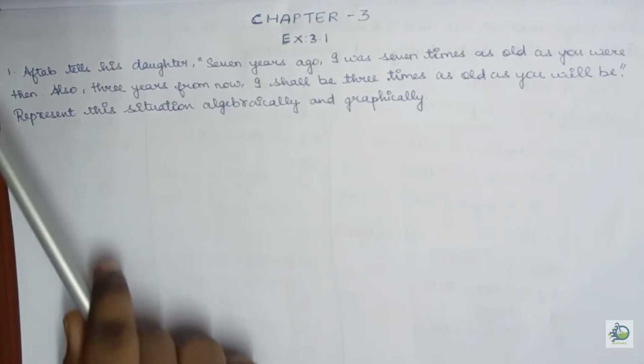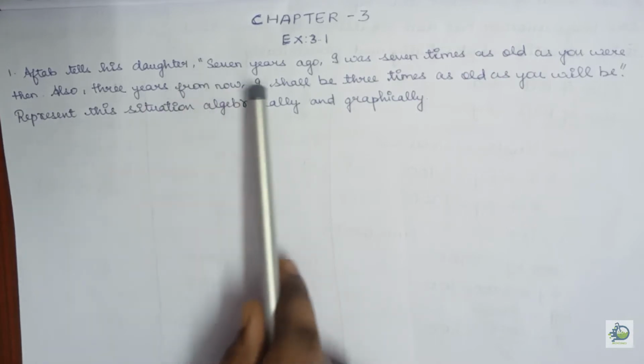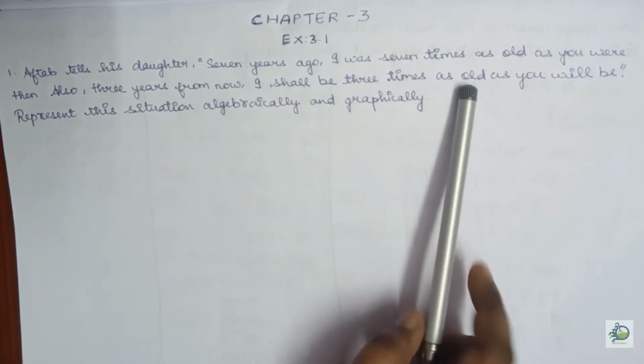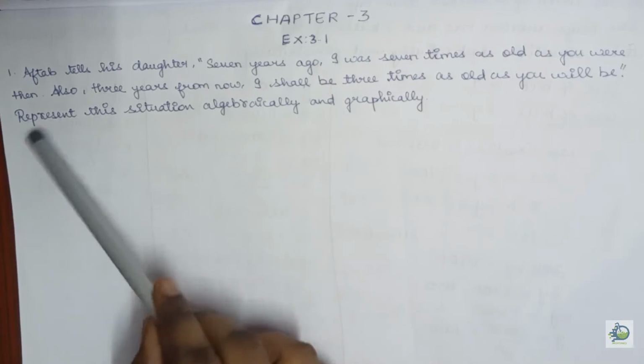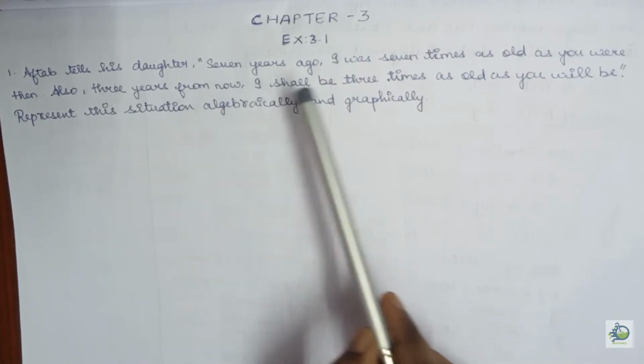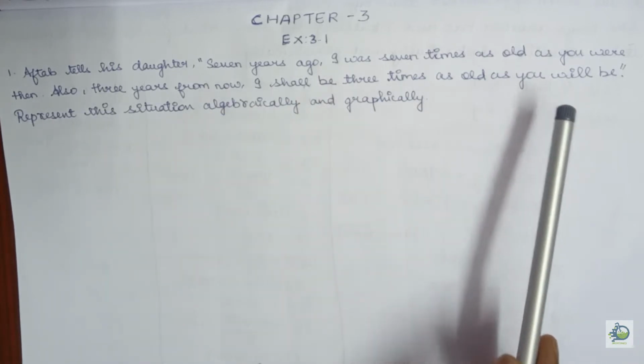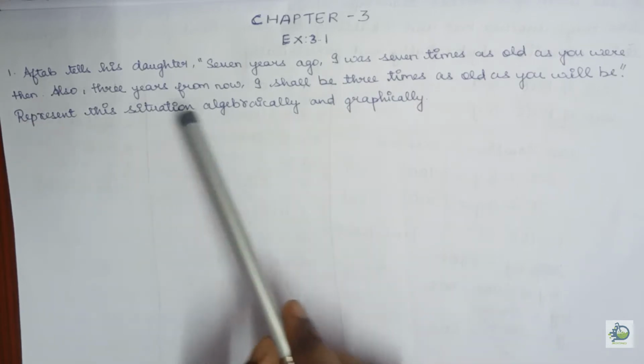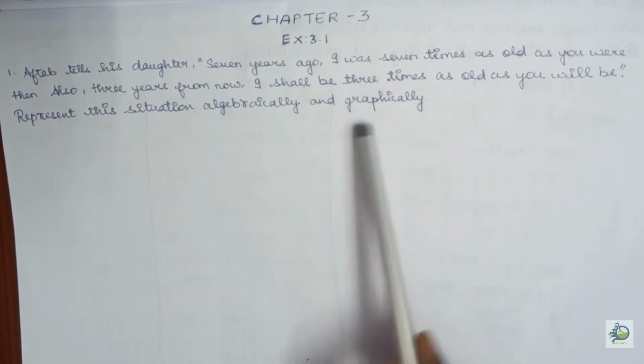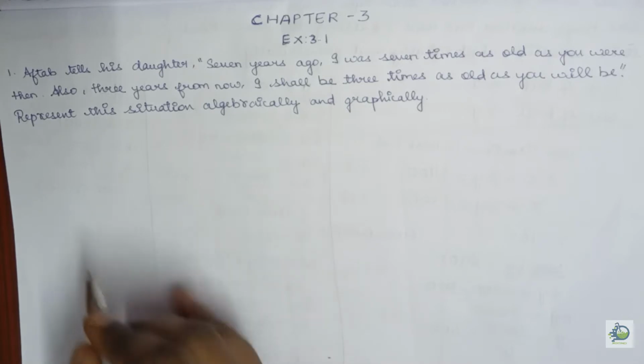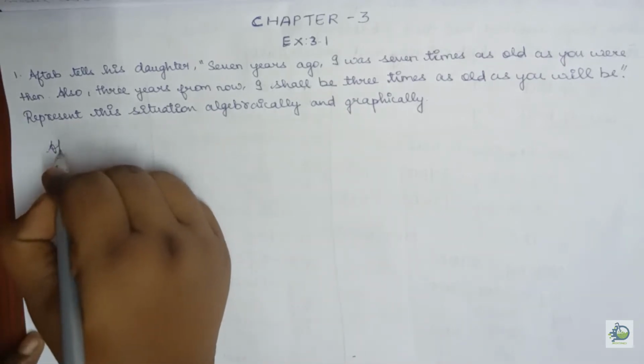Okay, the question says, Aftab tells his daughter, 7 years ago I was 7 times as old as you were then. Also, 3 years from now I shall be 3 times as old as you will be. Represent this equation graphically and algebraically. Let's take Aftab's present age.